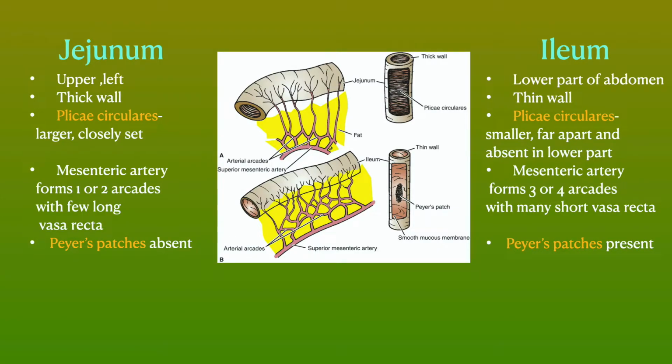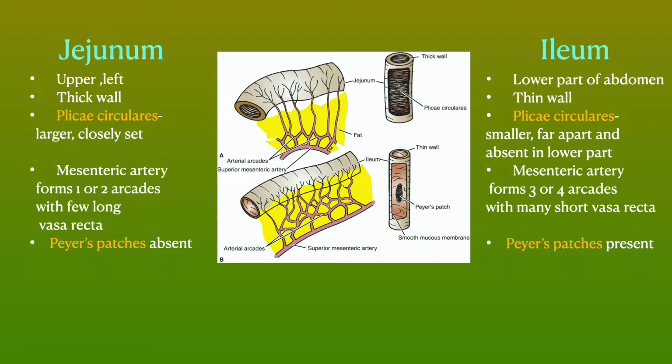The differences between jejunum and ileum are: the jejunum is located in the upper left part of the abdomen, and the ileum occupies most of the lower part of the abdomen and the pelvis. The jejunum has a thick wall, but the ileum has a thin wall. The plicae circulares, which are thick folds of mucosa, are larger and closely set in the jejunum, but in the ileum they are smaller, far apart, and absent in the lower part.